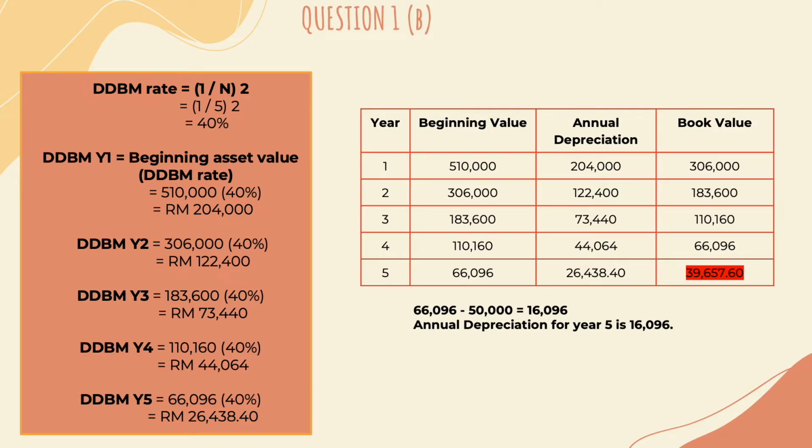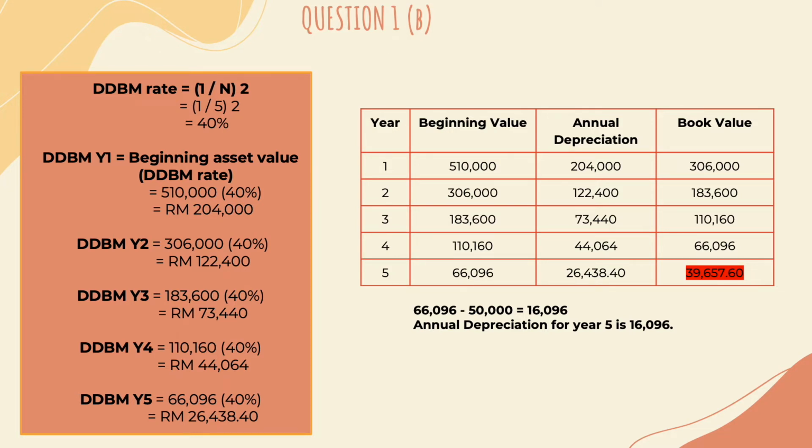Next, after we calculate the DDBM rate and the DDBM for year 1 till 5, we can construct the table. The first column is the year, from year 1 till 5. The second column is the beginning value, which is the one that we calculated before. The third column is annual depreciation, which is also the one that we calculated before for DDBM from year 1 till 5. And then the last one is book value.